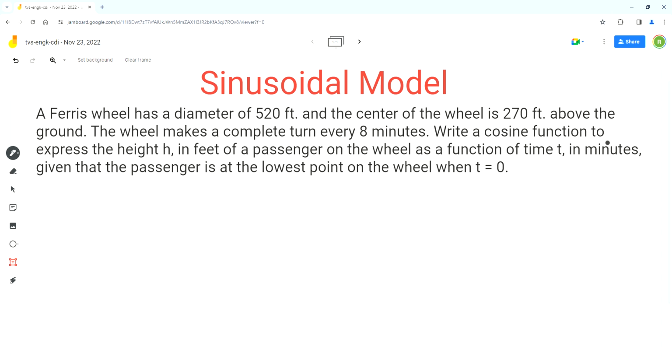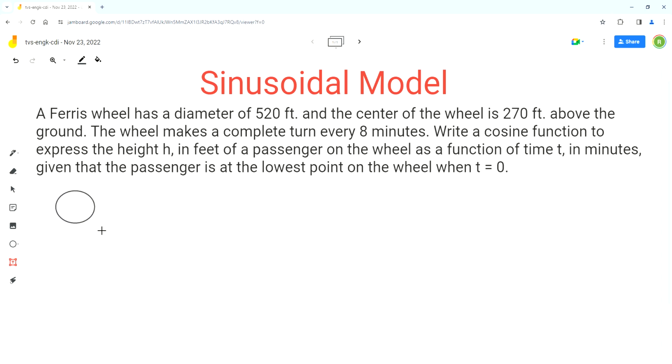Write a cosine function to express the height h in feet of a passenger on the wheel as a function of time t in minutes, given that the passenger is at the lowest point on the wheel when t equals 0. So the first step we should do is to draw a diagram because that will help us visualize the problem. So we should start by drawing the Ferris wheel.